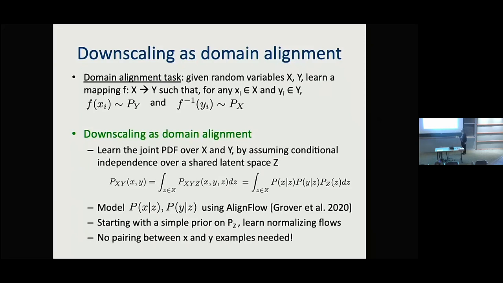Ideally, what we'd want is the joint, right? So the idea of AlignFlow is to make a conditional independence assumption. Let's assume the two domains, coarse and fine, are conditionally independent given some shared latent space, indicated by this variable Z. Then the full joint would factor as follows, and then we just integrate out over the prior to get the joint over X and Y. How is this implemented?